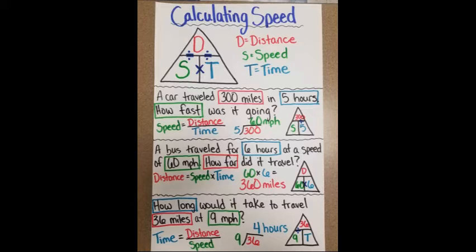If you were trying to figure out how long it would take to travel a distance, such as 36 miles at 9 miles an hour, time equals distance divided by speed. Therefore, you would do 9 goes into 36 four times. It would take you 4 hours.